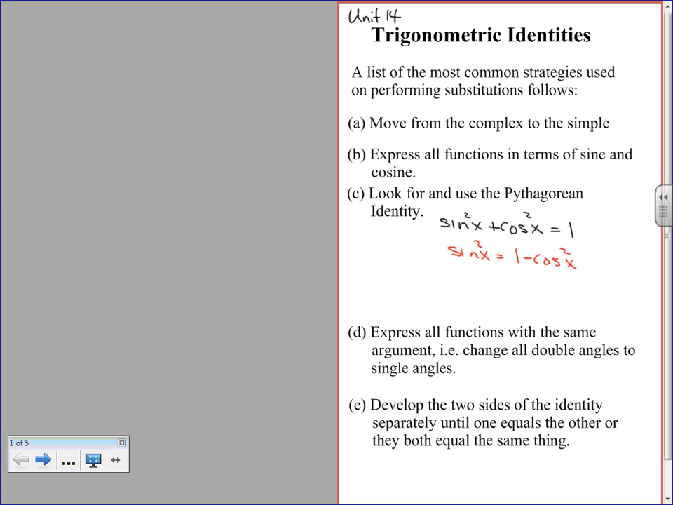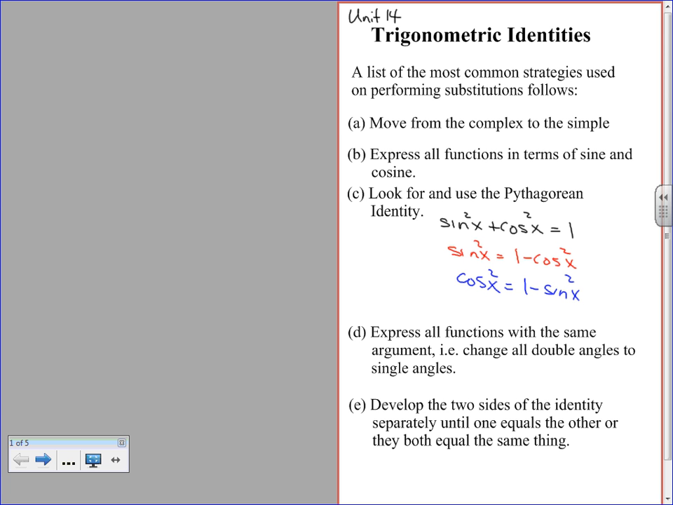And the cos x squared is equal to 1 minus the sine x squared. So a lot of times, you may need to substitute in for sine x squared, and remember that you can use the Pythagorean identity. So really, A, B, and C are the trigonometric processes that you would have used in grade 11.